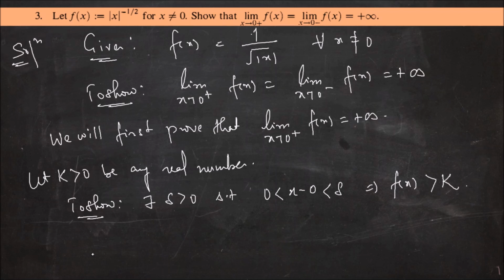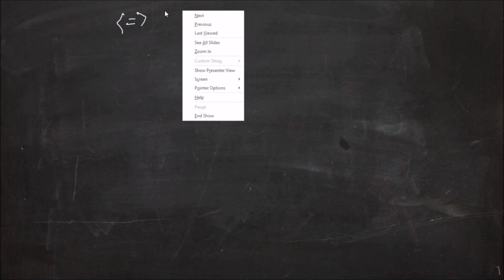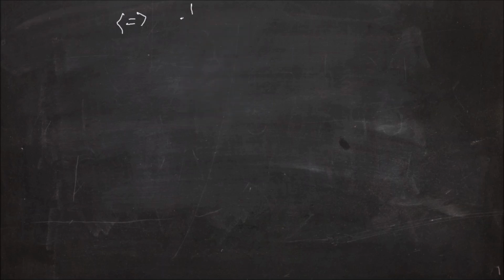So we will start with: consider, for x greater than 0, f(x) greater than k. This is equivalent to writing 1 by root of mod x is greater than k. Now we will square both sides, since all the numbers are positive, so the inequality will be preserved. So this becomes 1 by mod x greater than k square.